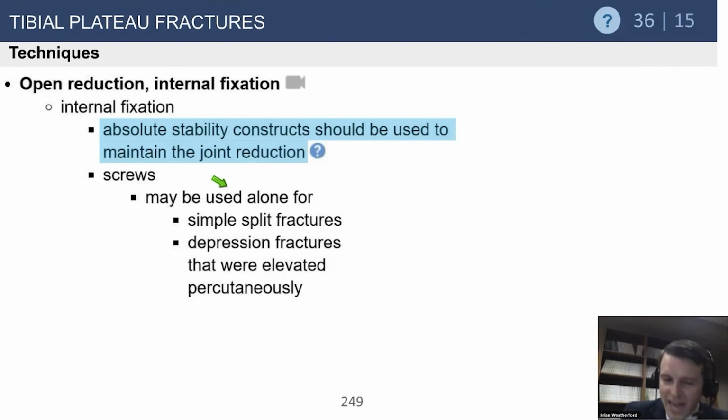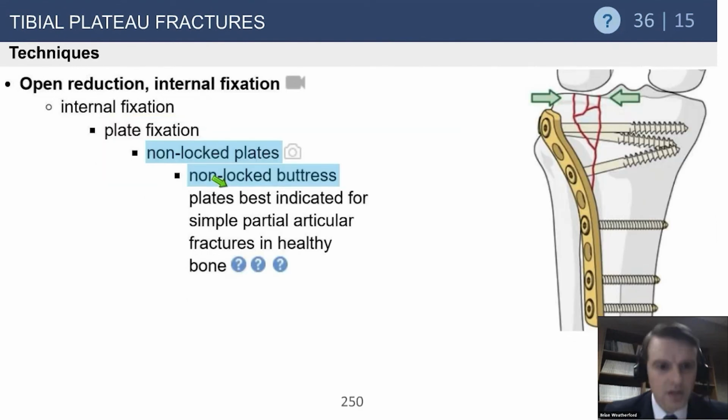Okay, absolute stability for the articular surface. So a lot of these injuries can be treated with a buttress type plate, especially the unicondylar injury patterns or the partial articular injuries. We should attempt to achieve absolute stability. Again, this is commonly performed with either lag screws and a neutralization plate, or with buttress plating techniques, or some combination of the two.